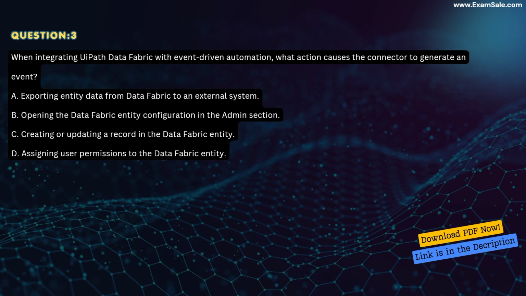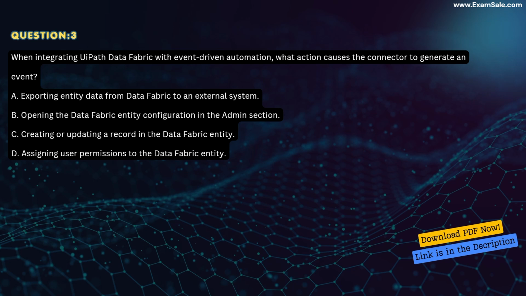Question 3. When integrating UiPath Data Fabric with event-driven automation, what action causes the connector to generate an event? A. Exporting entity data from Data Fabric to an external system. B. Opening the Data Fabric entity configuration in the admin section. C. Creating or updating a record in the Data Fabric entity. D. Assigning user permissions to the Data Fabric entity.